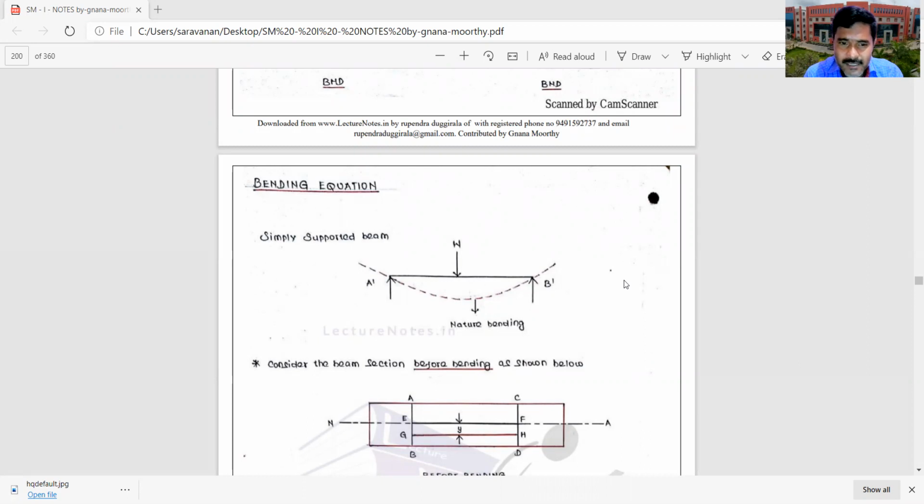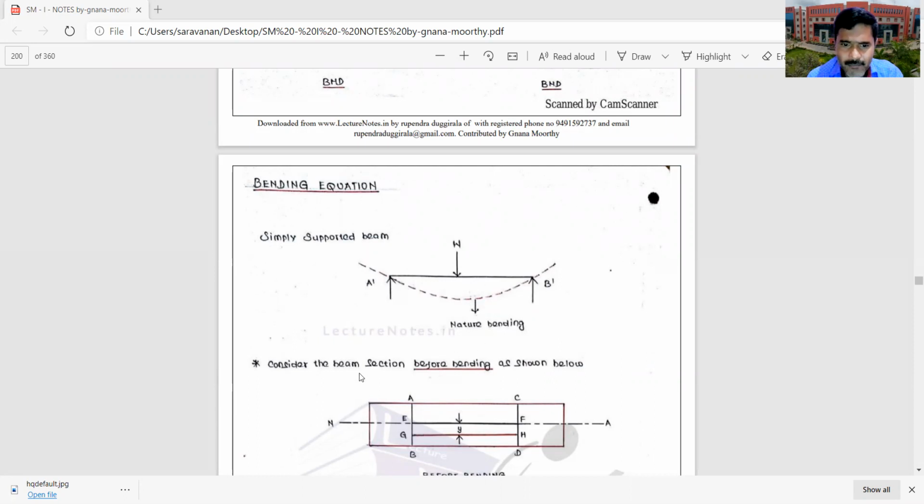So the bending equation is nothing but M by I is equal to sigma by y is equal to E by R. That equation is very, very important for further studies and the design of beams. Now we can see how to derive the bending equation. If you consider a simply supported beam, when it is subjected to load, it will be bent like that. This is the nature of the bending, right?